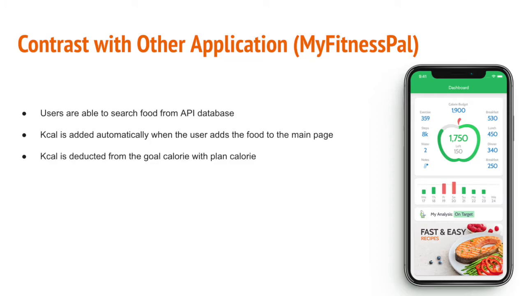To compare with other applications, we would like to compare with one of the most popular diet applications called MyFitnessPal. The differences between our application and MyFitnessPal are that users are able to directly search the food which is in the API database, and the calorie is also directly saved. Then the calorie is deducted from their goal to tell the users whether they are following their plan or not.